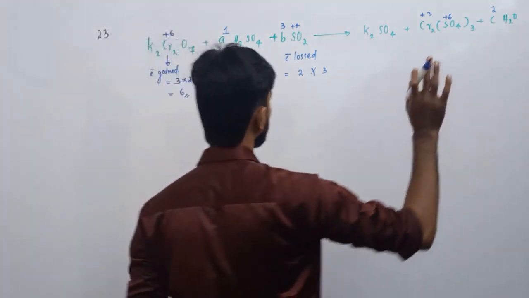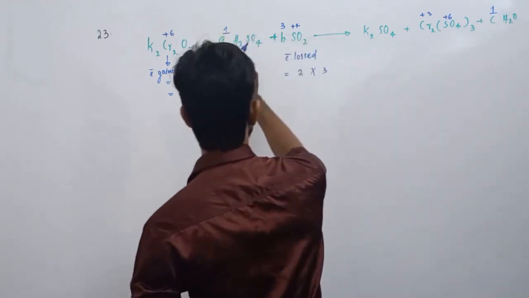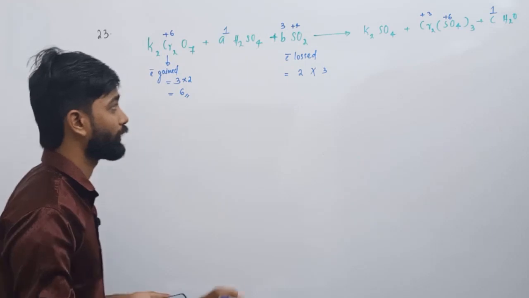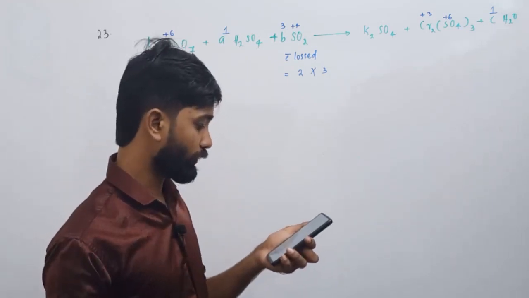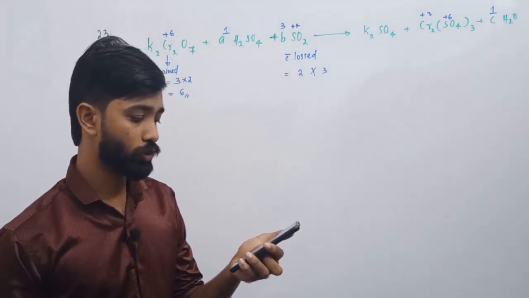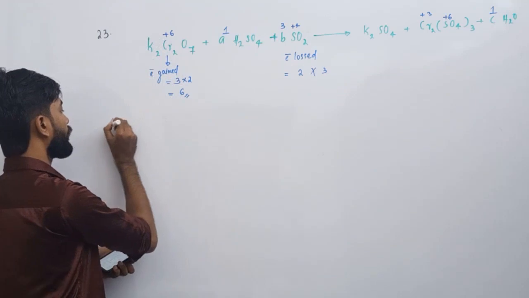I'm sorry, this is not 2. This is 1, right? 1 hydrogen is there. So C is 1, it is a mistake. So 1, 3, 1, that is the choice. Option number 1. Okay, moving to the next question.